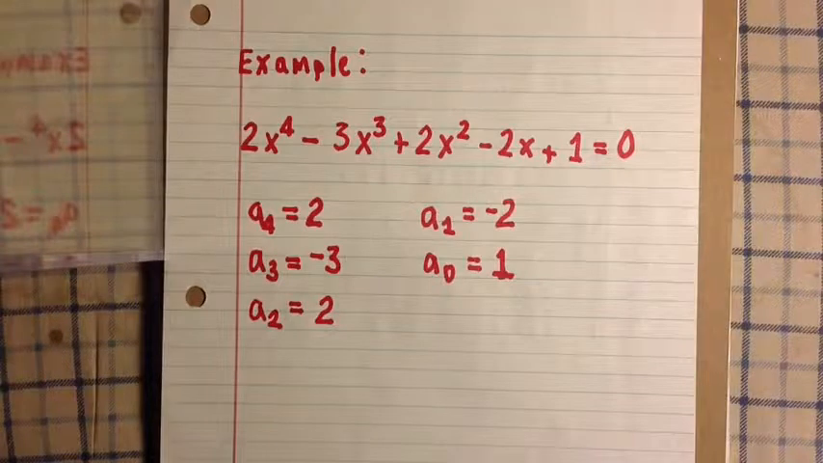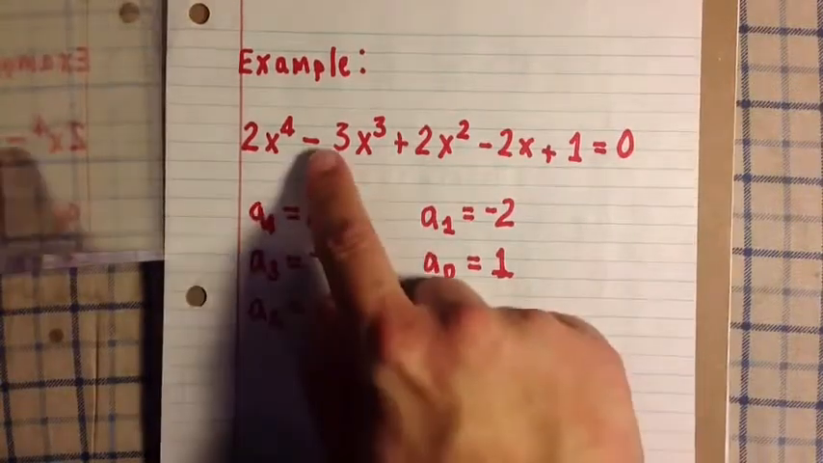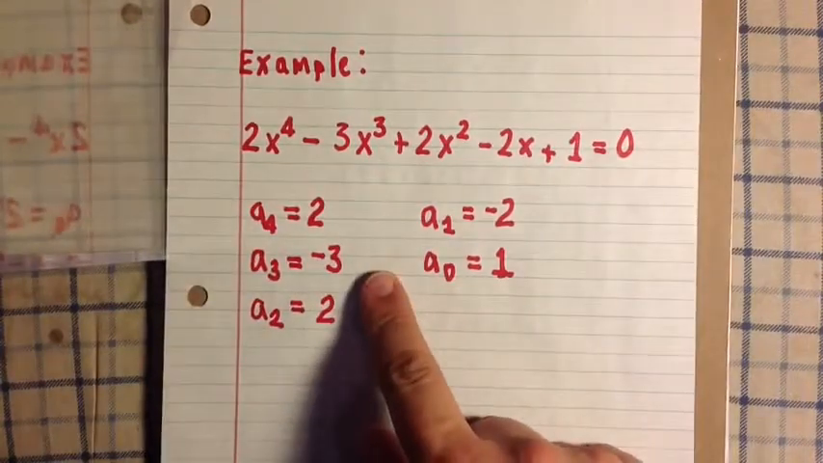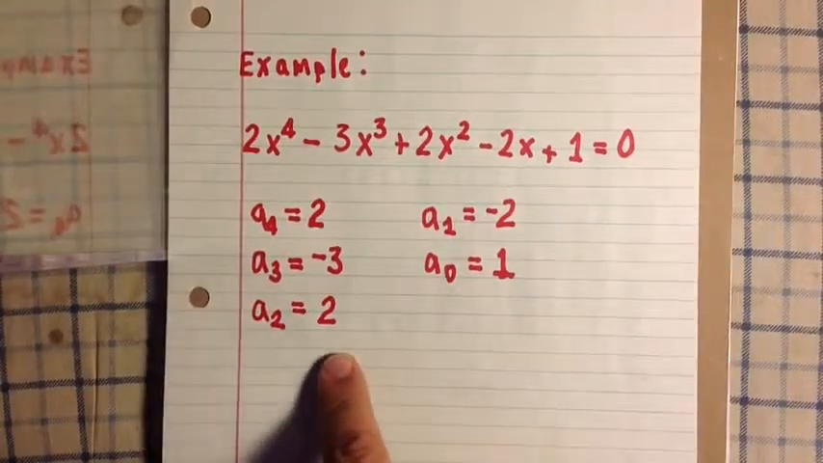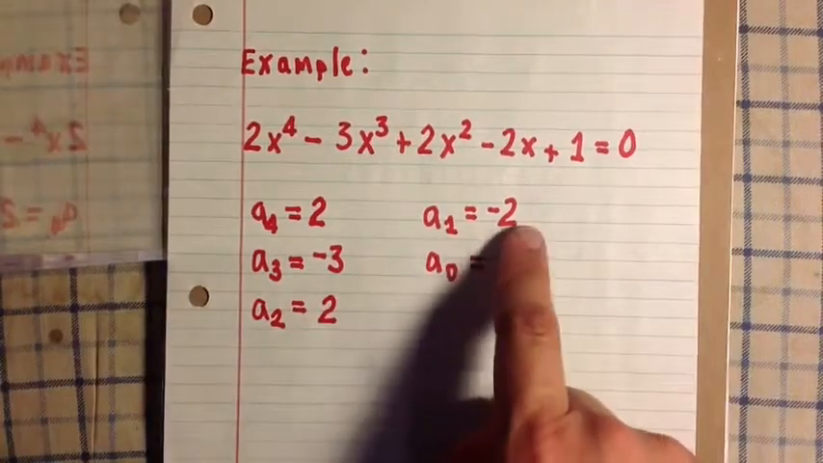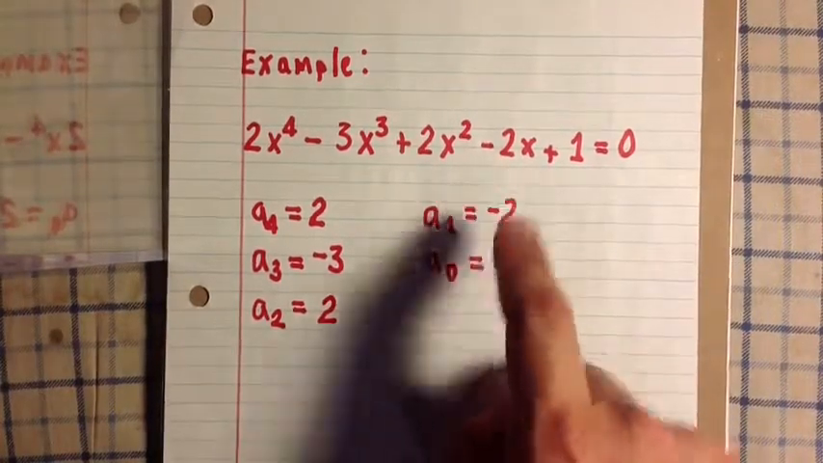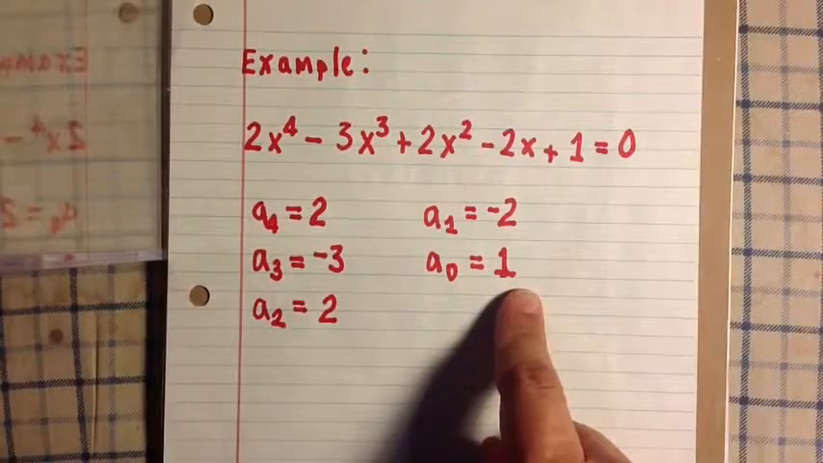Let's take an example. 2x to the fourth power minus 3x cubed plus 2x squared minus 2x plus 1 equal to 0, and we need to find the four roots. First of all, let's label the coefficients here. A4 is equal to 2, A3 is equal to negative 3, A2 is equal to 2, A1 is equal to negative 2, okay, and A0 is equal to 1.